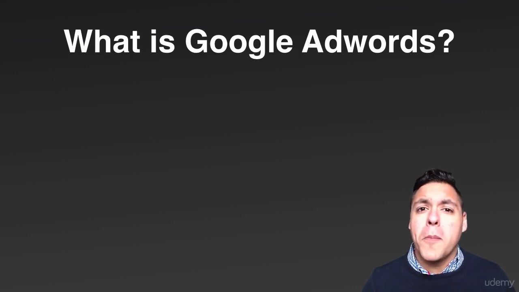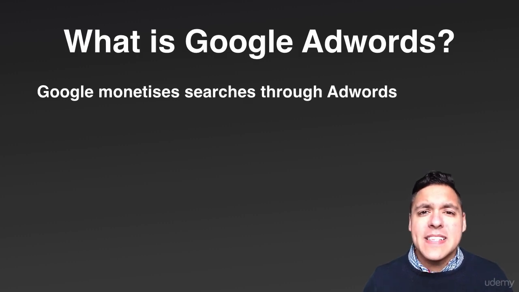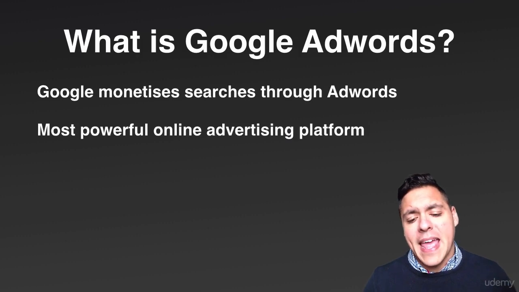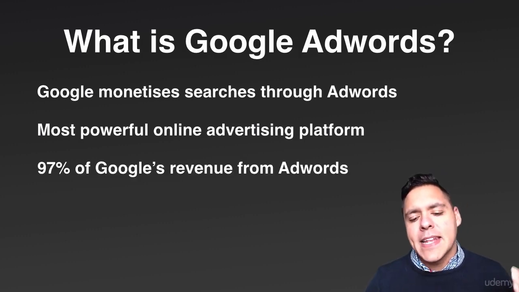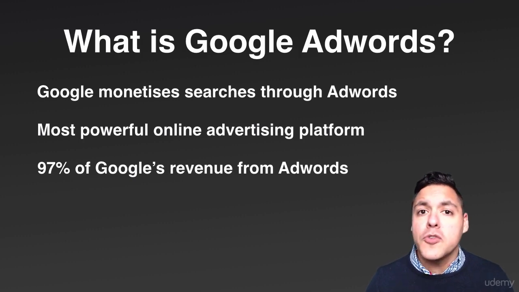Basically, the way Google monetizes their business is mainly through AdWords. So AdWords is the way of advertising on the Google search platform. It is the most powerful online advertising platform. I mean, if you look at the previous search results, you can see that basically there is no comparable search engine with the amount of traffic that can be generated. Now, 97% of Google's overall revenue comes from Google AdWords.